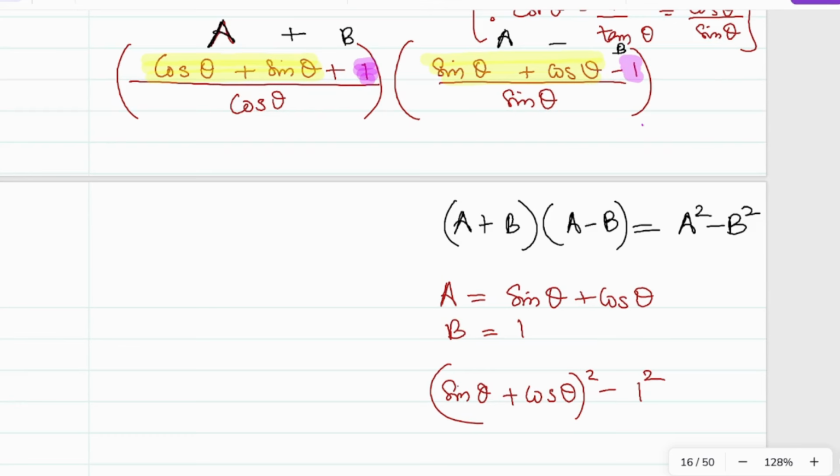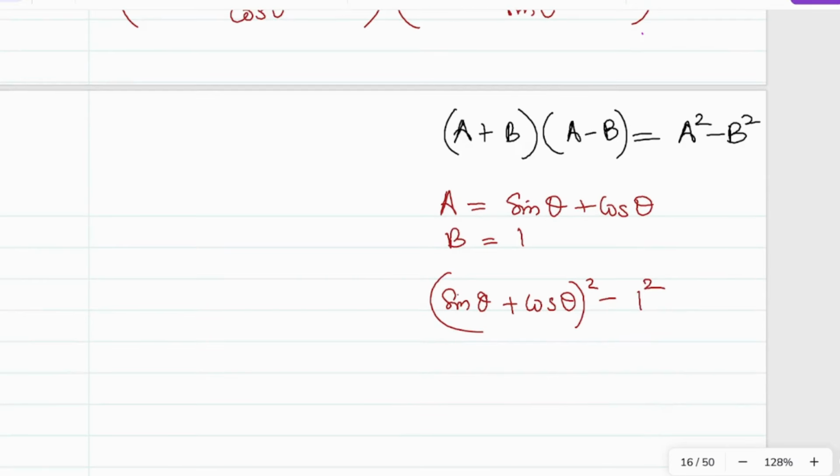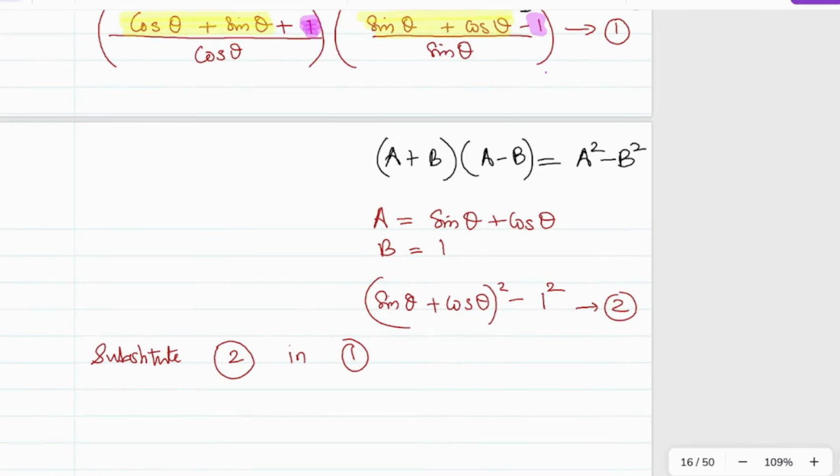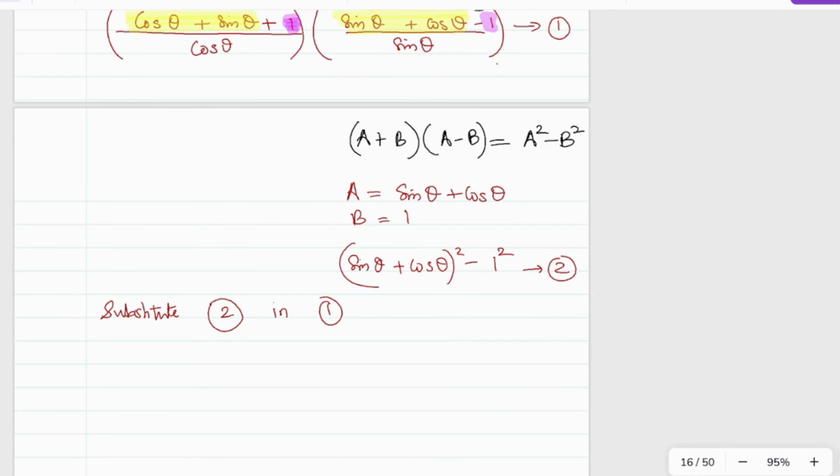So till here it is clear, right? Now I need to substitute this value in my equation 1. Let this be equation number 2. Substitute 2 in 1. So I can write my numerator as this. Now what about the denominator? Cos θ into sin θ means my denominator will become cos θ sin θ, or in a better way I can write it as sin θ cos θ, both are the same, right? Just like 3 into 2 equals 6, 2 into 3 is also equal to 6.